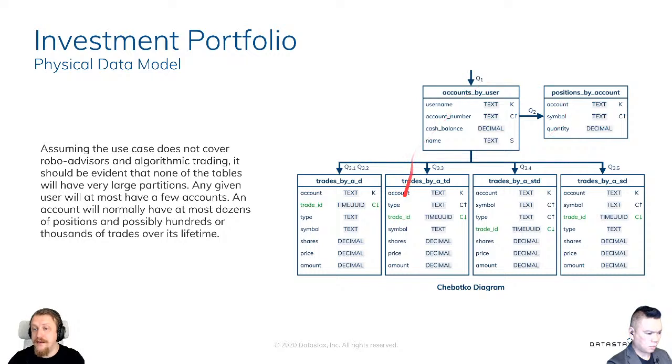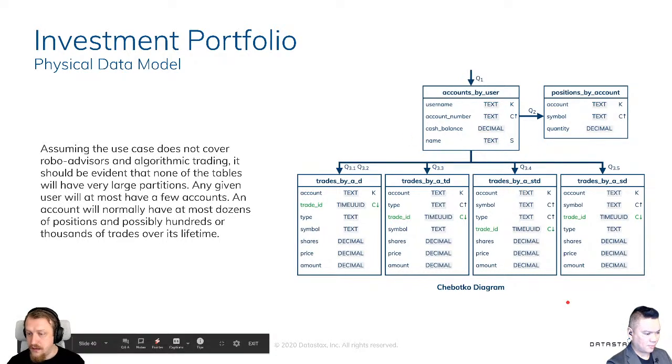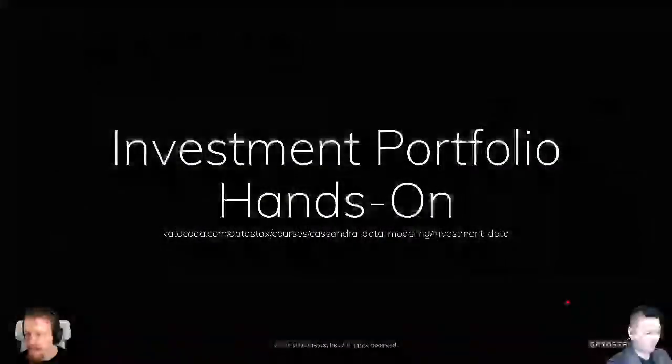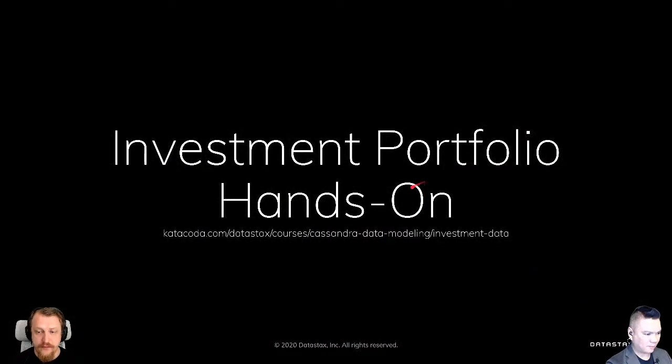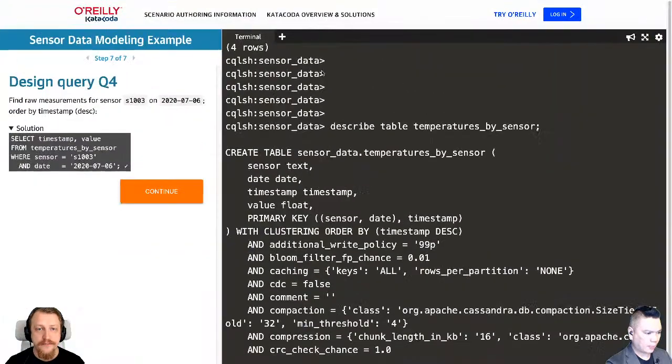Other things are pretty well expected, and a username in accounts by user is going to be static, because all the rows in this partition will have the same username. And we have a couple of minutes to walk through the investment data example.